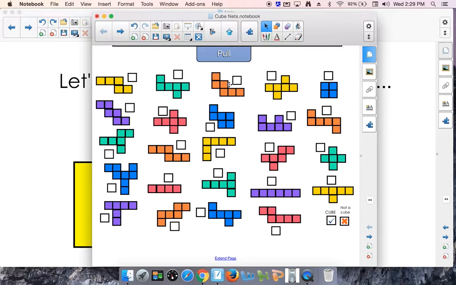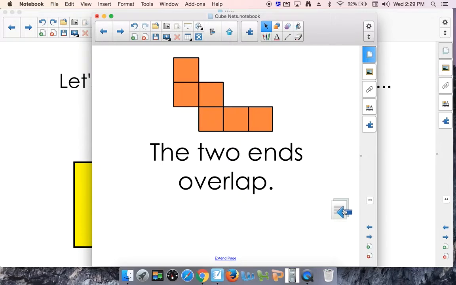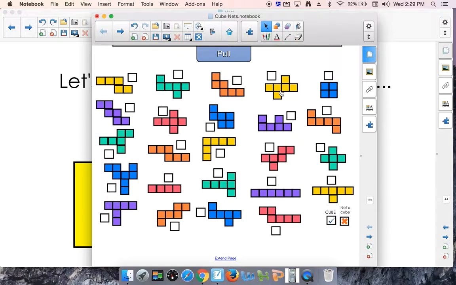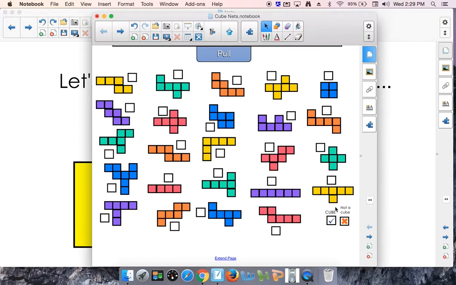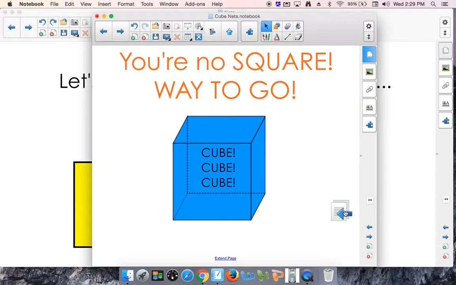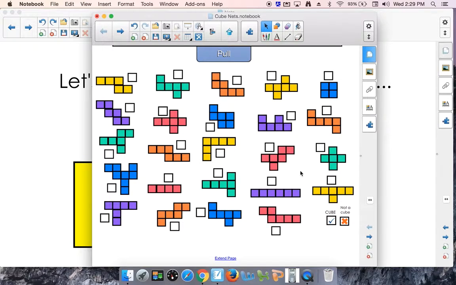What do you think? Will this one work or not? Nope, the two ends overlap. How about this one? That makes a cube. This one obviously doesn't because it only has 4 squares. Here was a tricky one. What do you think? It makes a cube. So we just went through each of these in class today and looked at the ones that would make cubes and ones that would not.